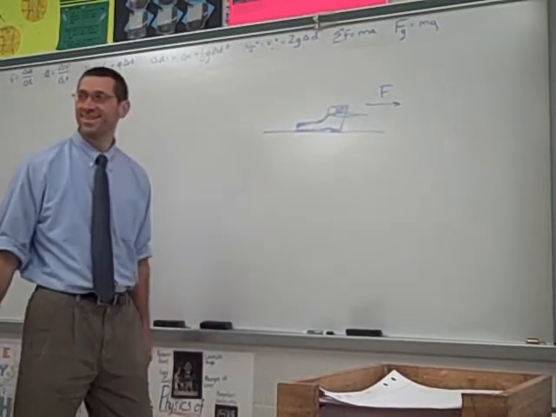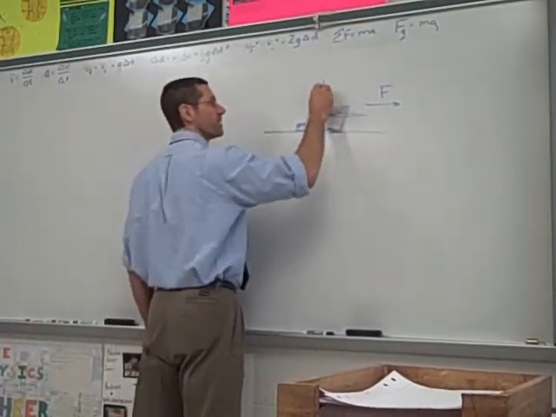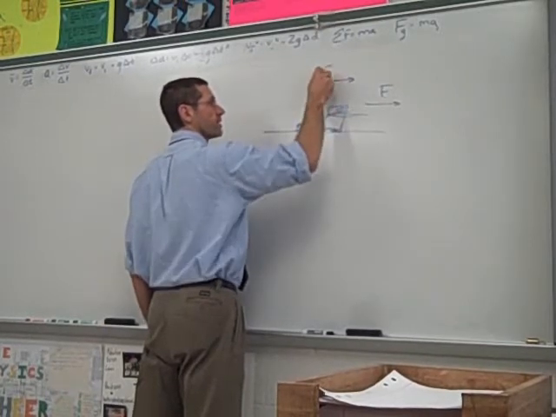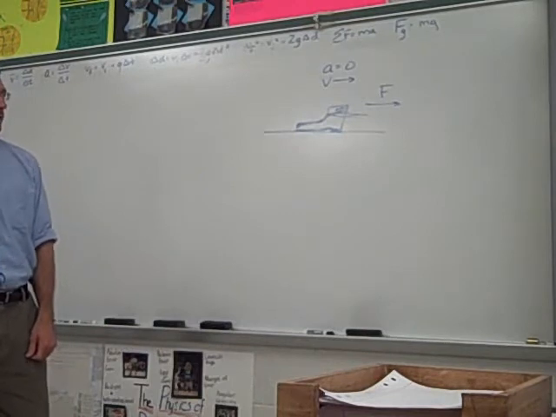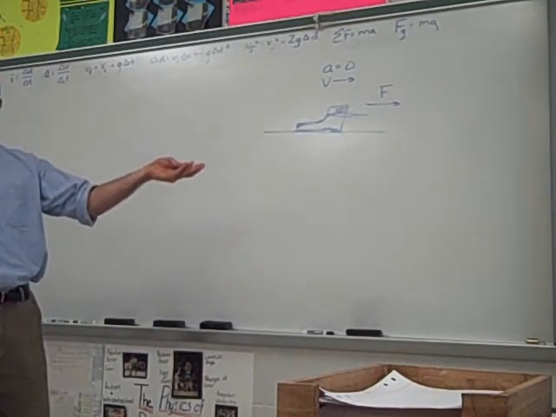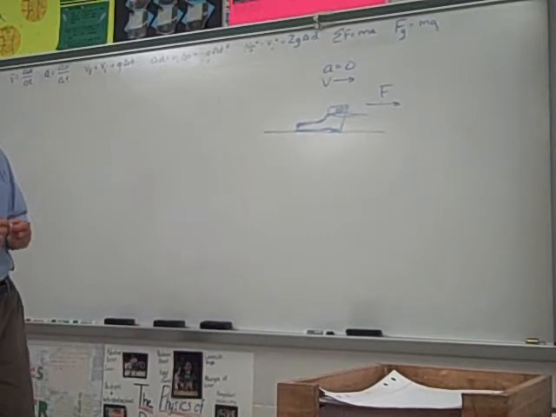He's pulling this way. The velocity is this way, and the acceleration is 0. How do we know the acceleration is 0? Constant, right? The number 0.35 doesn't matter. You don't need that data, but you need to know it's constant.